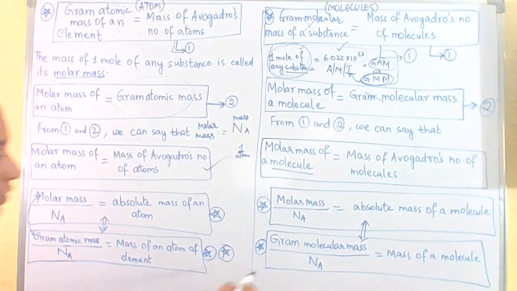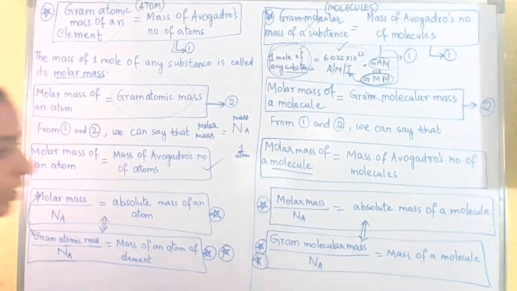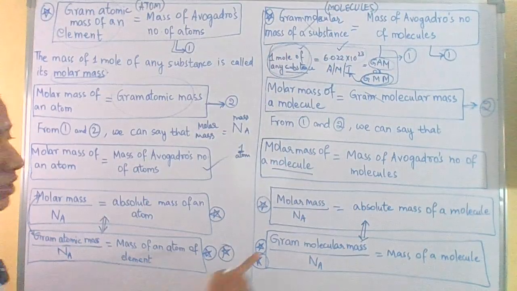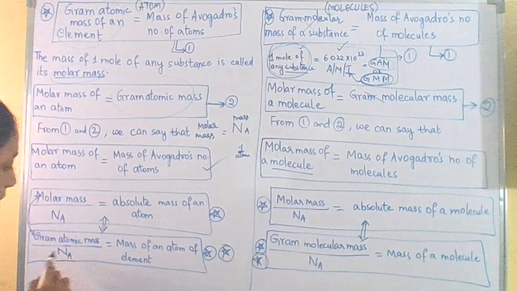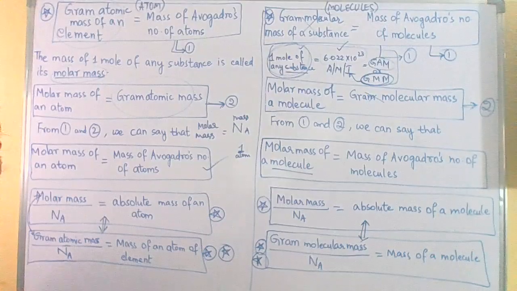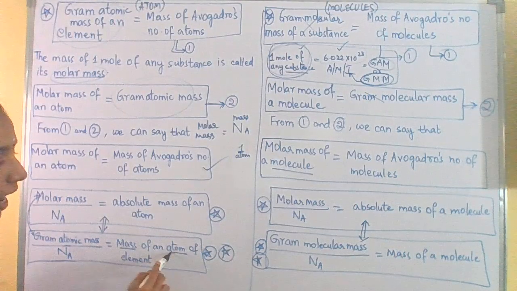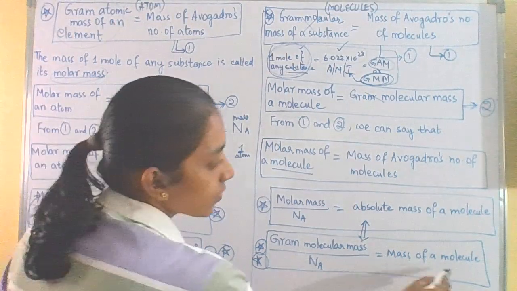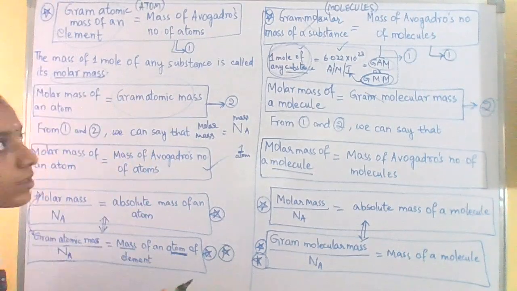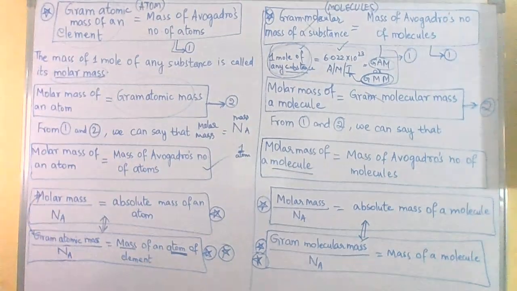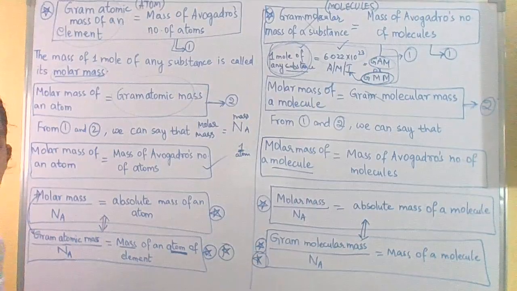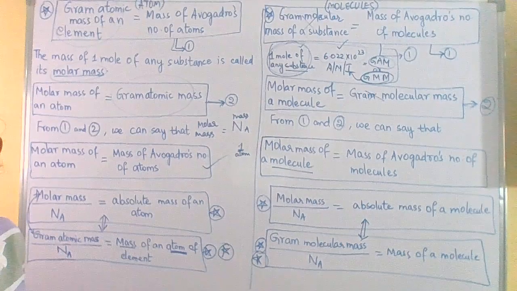So both these formulae, you can interconnect here. Gram atomic mass divided by Avogadro's number is equal to the mass of an atom. Here, gram molecular mass divided by Avogadro's number is the mass of a molecule. So these are the important formulae which we are going to use in the mole concept. We have 2 or 3 more formulae. We'll see them next.